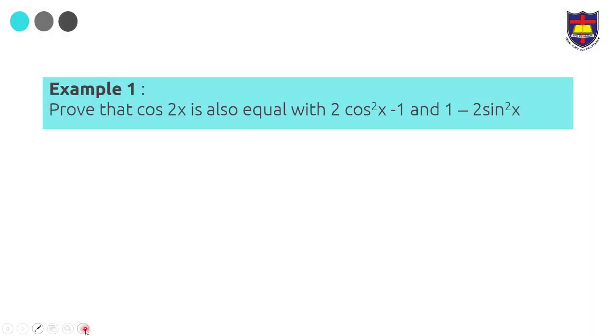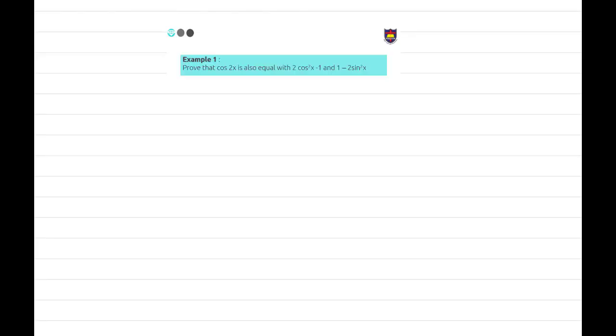Next, the cos 2x also can be described using 2 cos square x minus 1 and 1 minus 2 sine square x. Okay, so let's do it together to prove that this can be described like this. Are you ready? So, let's start from the formula of cos 2x. You still remember? Cos 2x is cos square x minus sine square x.